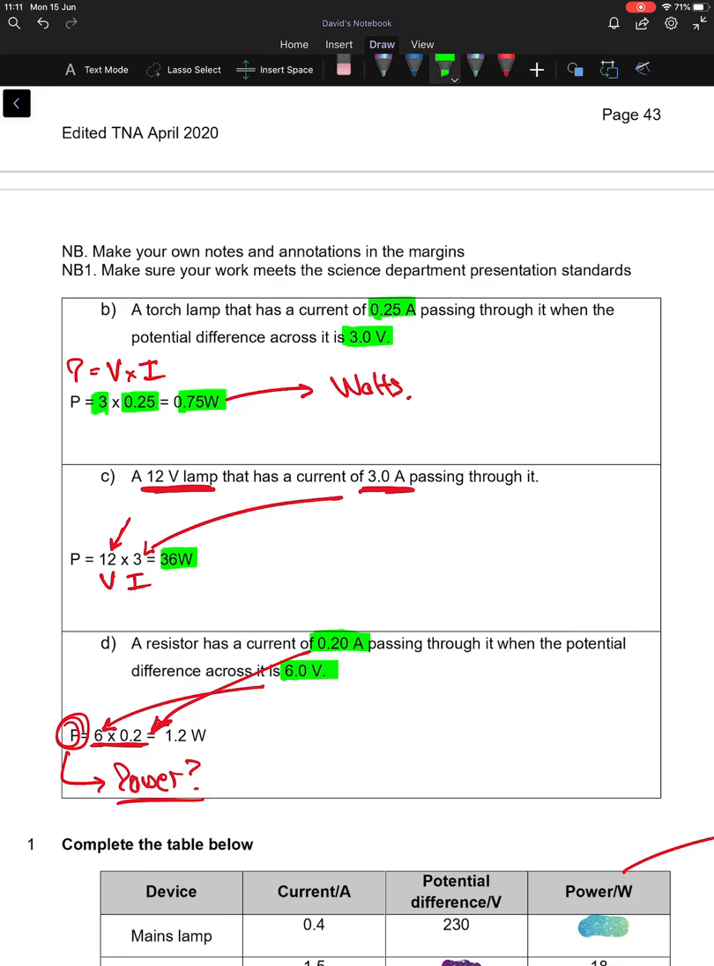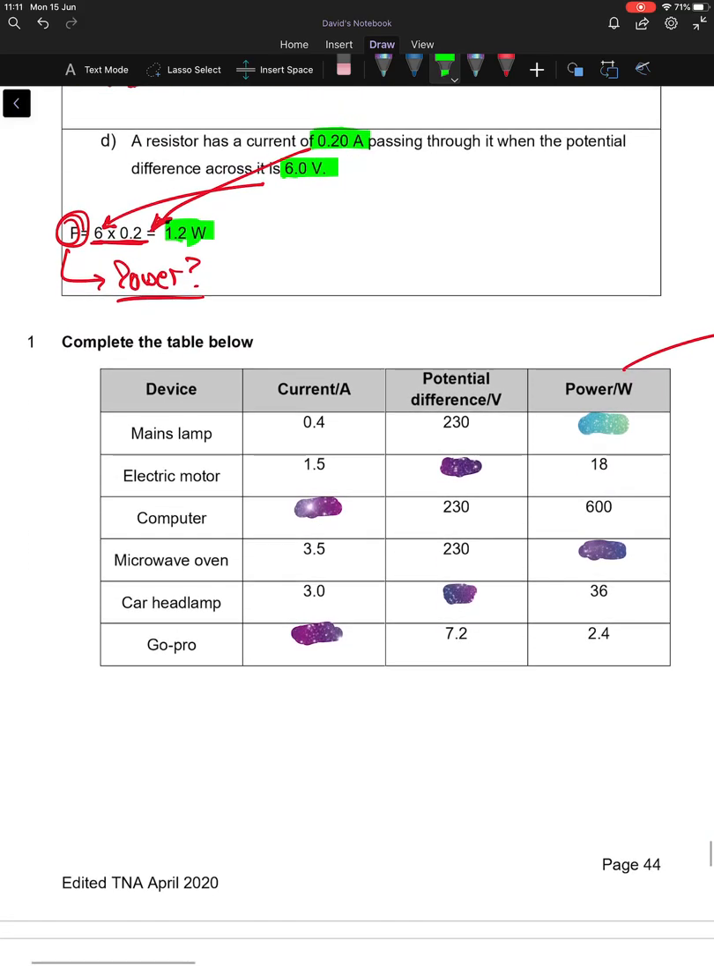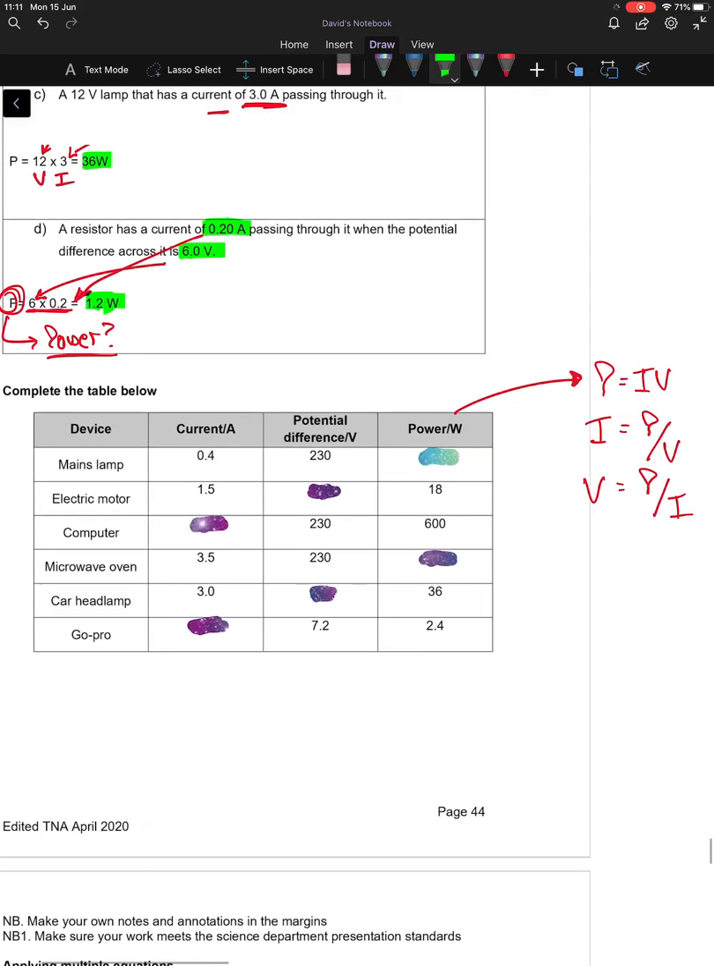So we don't know power. And we know that power equals voltage times current, so times them together, gives you 1.2 watts. Good. Right. Have a go yourself. So pause the video for me now and have a look at this table.